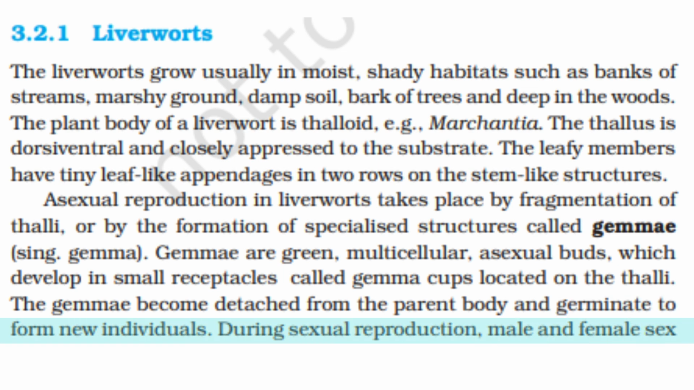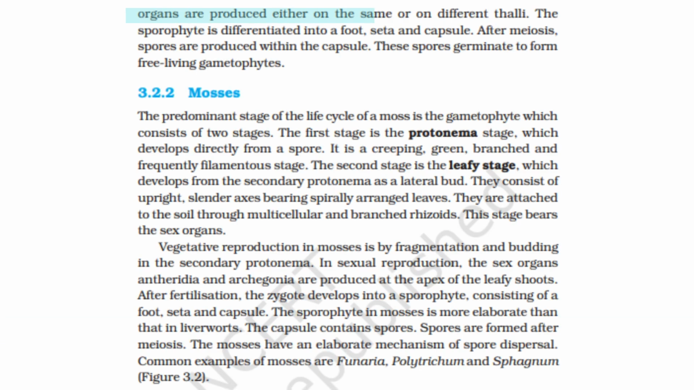During sexual reproduction, male and female sex organs are produced either on the same or on different thalli. The sporophyte is differentiated into a foot, seta, and capsule. After meiosis, spores are produced within the capsule. These spores germinate to form free-living gametophytes.